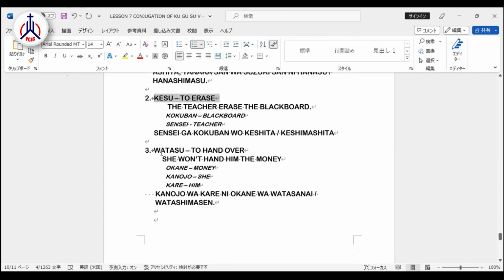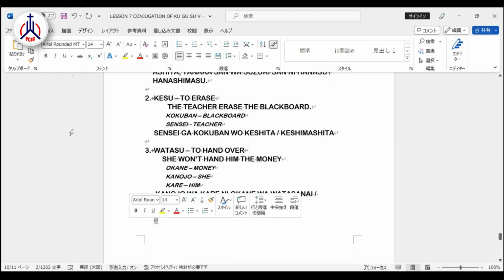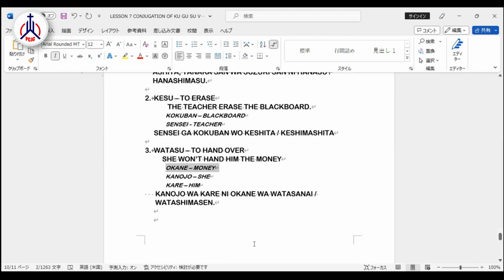Okay? Next, the word watasu. Again an su ending verb, it means to hand over. Watasu. Okay, she won't hand him the money. Okane means the money. Kanojo is the pronoun which means she. Kare is another pronoun, which means him.